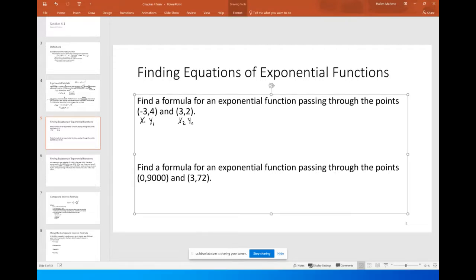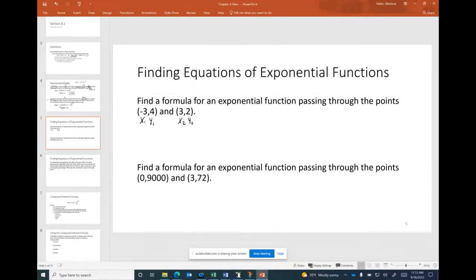And again, my standard form is going to be f of x equals a, and instead of the 1 plus r version here, I'm just going to use b for the base, to the x power. B is going to be either 1 plus some rate or 1 minus some rate. But since I don't care anything about the rate here, it's going to be easier if I just use whatever that value of b is going to be. So what do I know here? Well, I know a couple of things. I can substitute in some x and y values into my standard form here.